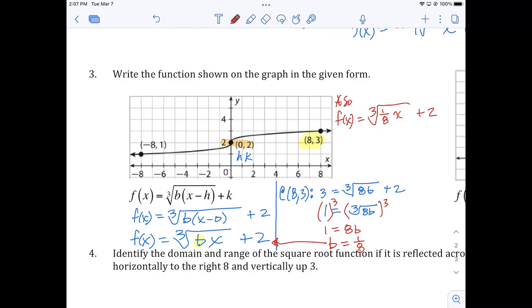What happened to the A? Well, they didn't give us an A option. They said to use this form right here. So I started with what they gave me. But yeah, the first step is to get your H and K from your point of origin.